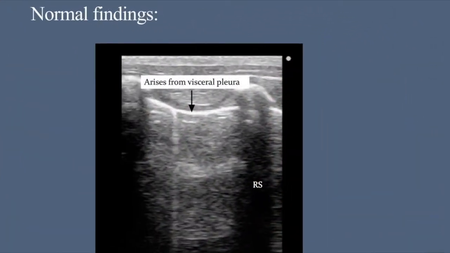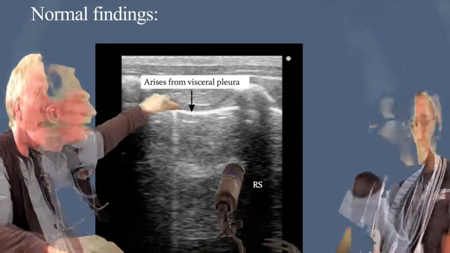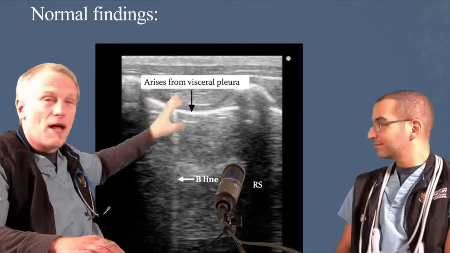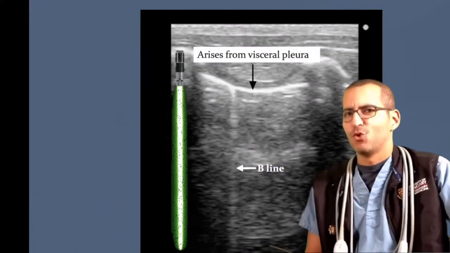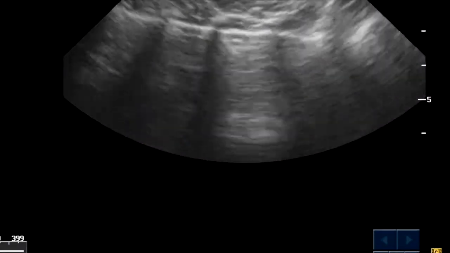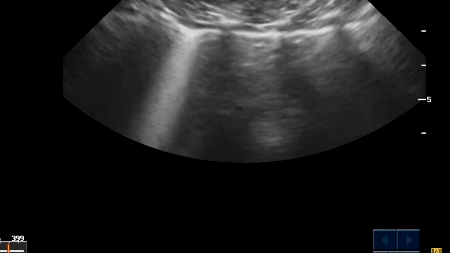It can't originate on the parietal or thoracic side. Here is our pleural line. So this vertical white line originating from the lung surface, that's our B line. It is a laser-like projection that extends to the far field and moves back and forth with the rest. B lines, we'll talk about them more later, are a normal finding if you only find one or two. One occasional B line here and there, not a big deal.